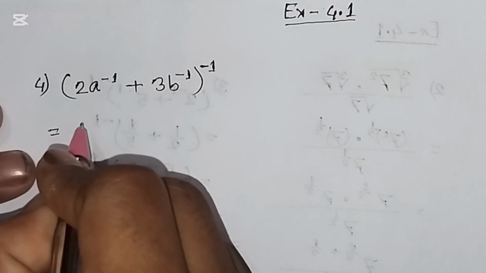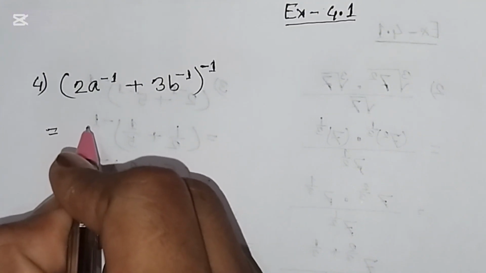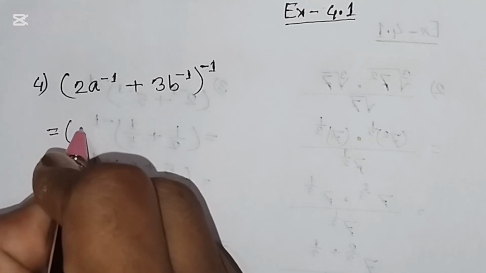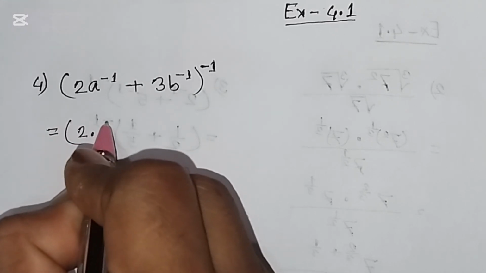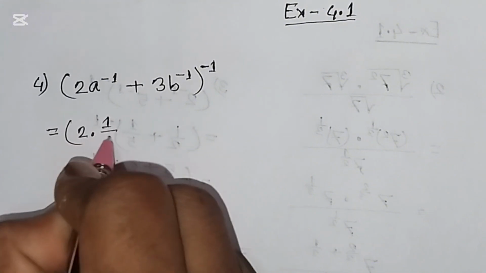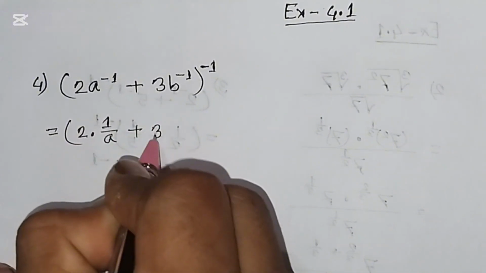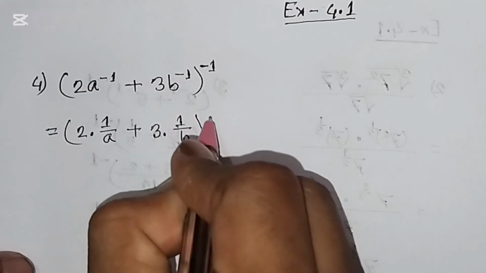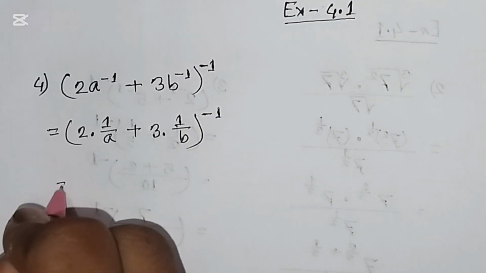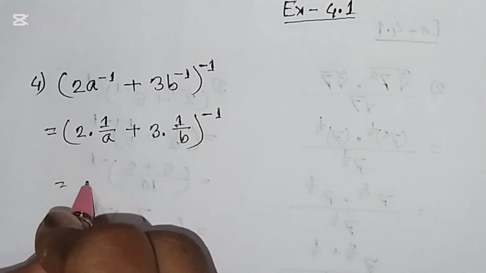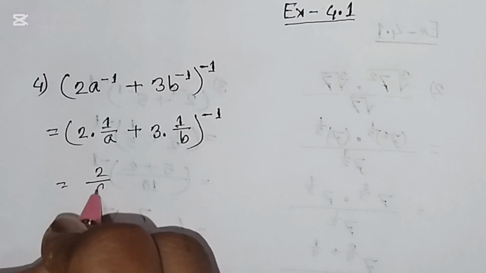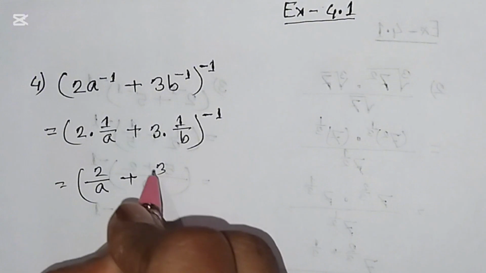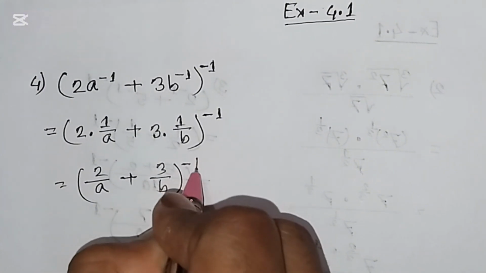Number 4: 2 into a inverse 1 plus 3 into b inverse 1, then whole inverse 1. 2 into a inverse 1 is written as 1 by a, plus 3 into b inverse 1 written as 1 by b, then whole inverse 1. 2 multiply with 1 by a equals 2 by a, plus 3 multiply with 1 by b equals 3 by b, then whole inverse 1.